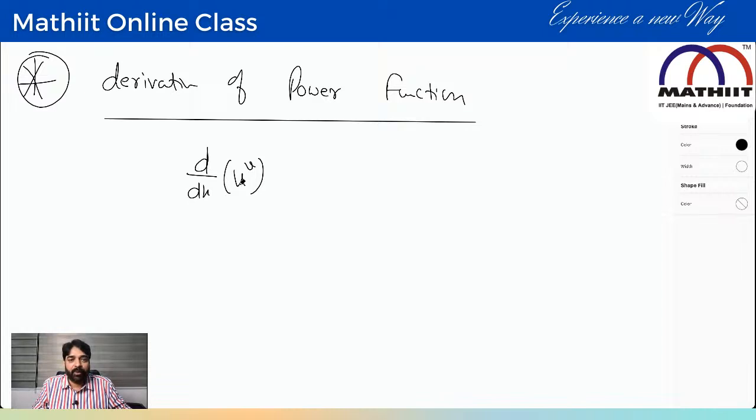The rule is the same. No new rule. First, I will assume this is a constant and do the differentiation, plus then assume the other is constant and do the differentiation. Finished. That's the rule you have to do. That rule will come later.